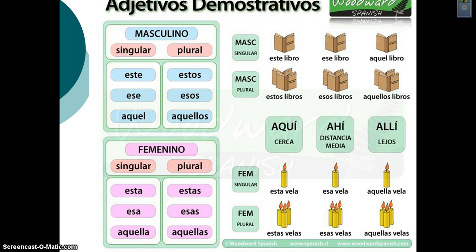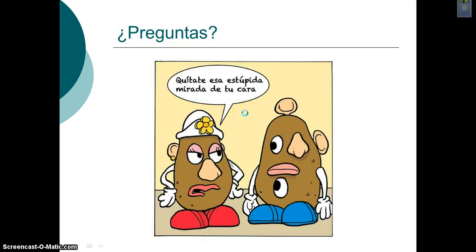Here's a brief review. You can take a look at this, and it summarizes everything we just talked about. Okay, so you can see some examples with masculine and feminine nouns. You can see our 3 distance points. These are also 3 ways to describe that. Aquí for cerca, ahí, distancia media, y allí, lejos. And then this is a summary of our forms. Okay, if you have any questions, bring them to class.